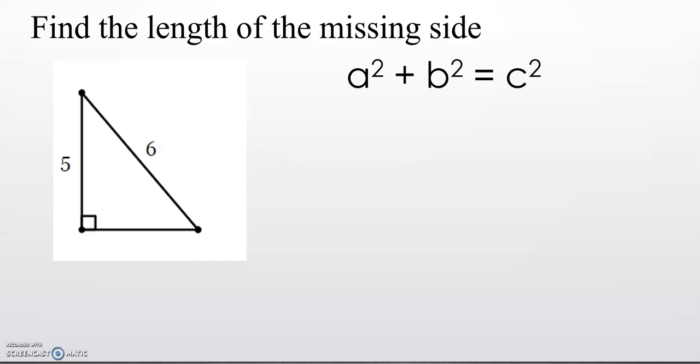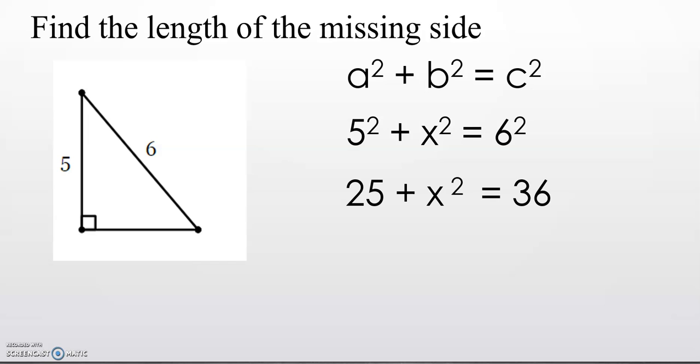All right, the steps you should go through. You should be able to say that 5 squared plus the missing side x squared is equal to 6 squared. So 5 squared is 25, 6 squared is 36. When we're looking for a side or a leg, we're always going to be going through a subtraction step. So I'm going to subtract 25 from both sides to get 11. Now I'm going to take the square root of 11, and my answer is 3.3.